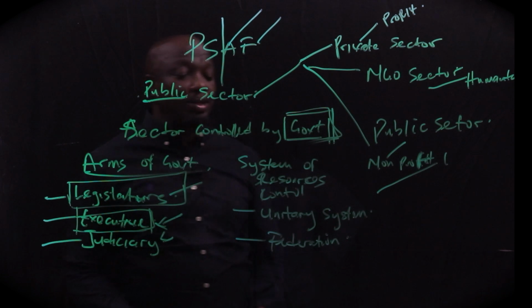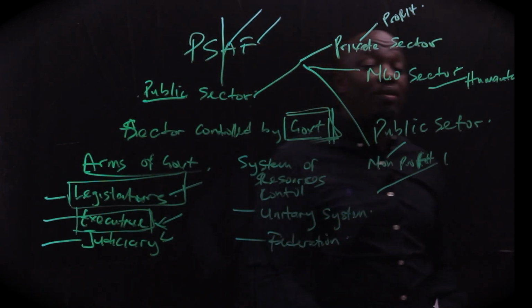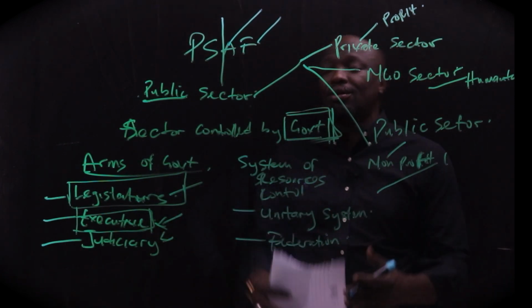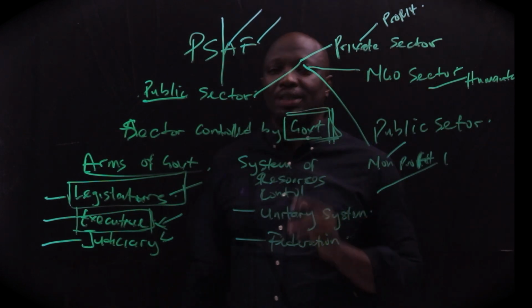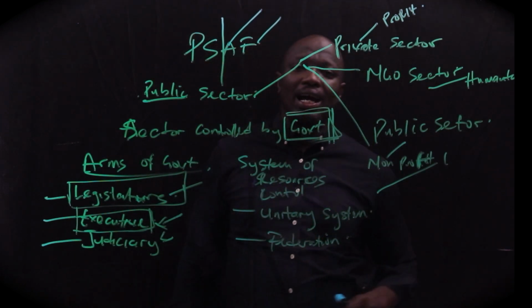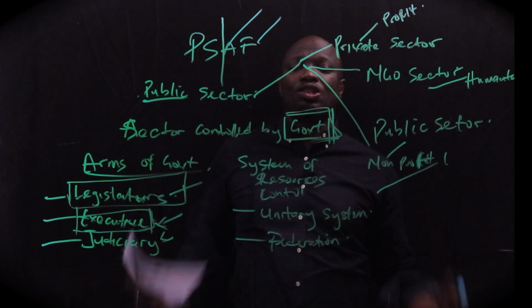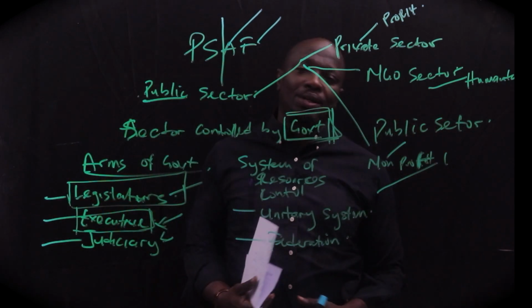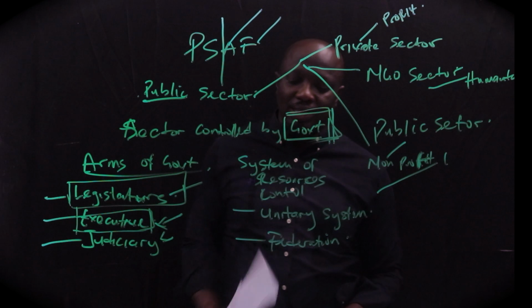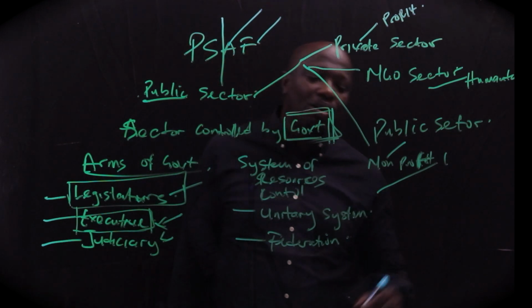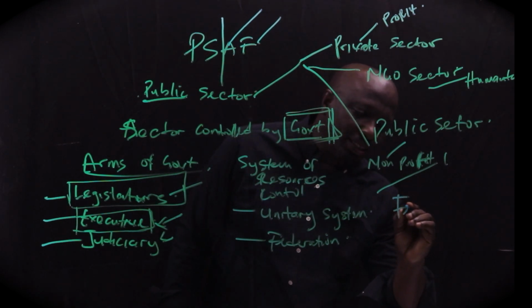In the case of federation, the various federating units come together, and they control their resources and are supposed to pool part of these resources to the center. And that's why we have something called the federal government in Nigeria.